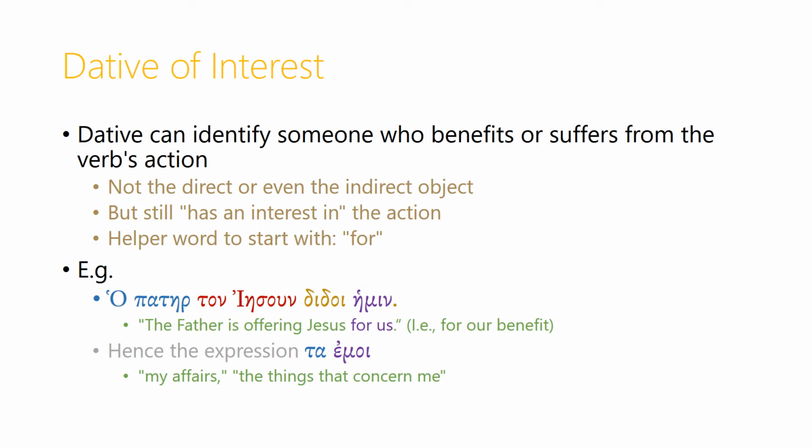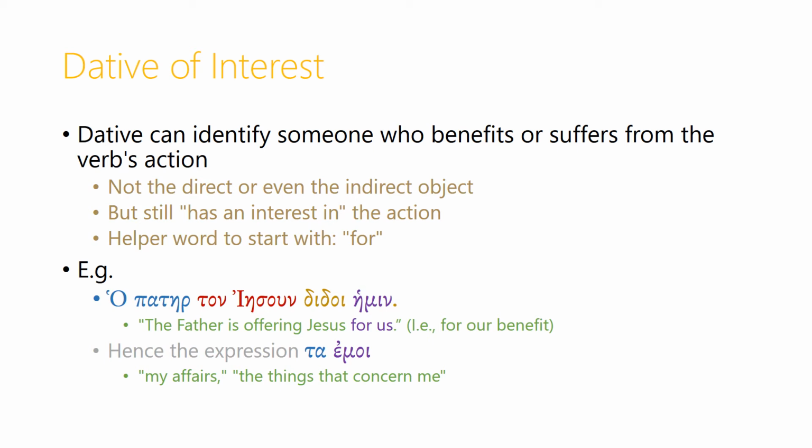A different nominal verb relationship is the dative of interest. This is where the dative identifies someone who benefits or suffers from the verb's action. Not just receiving the action, but the action either is to their advantage or to their disadvantage. This is not the direct object, not even the indirect object, but it still has an interest in the action. And the helper word that we can use to start with when we're translating is for.